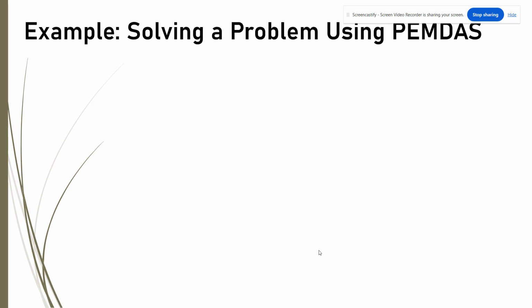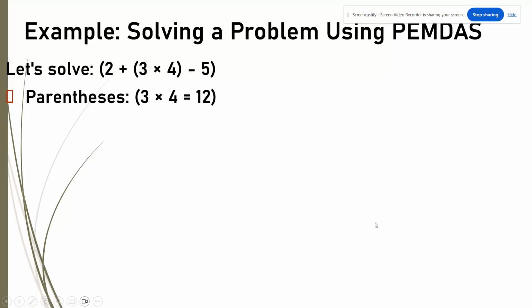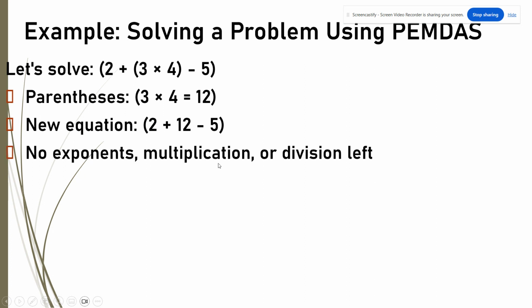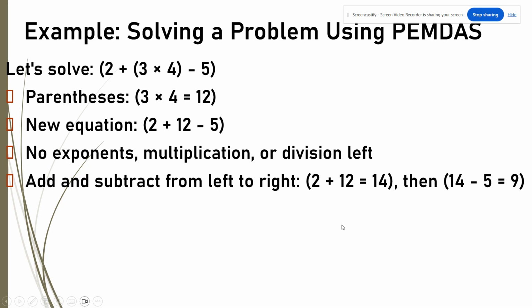So, here's another example solving a problem using PEMDAS. Let's solve 2 plus 3 times 4 minus 5. Parentheses first, so we do 3 times 4 equals 12. And our new equation, after we rewrite everything else, it stays the same, but we have 2 plus 12 minus 5. Okay? No exponents, multiplication, or division is left, so now we go to adding and subtracting.